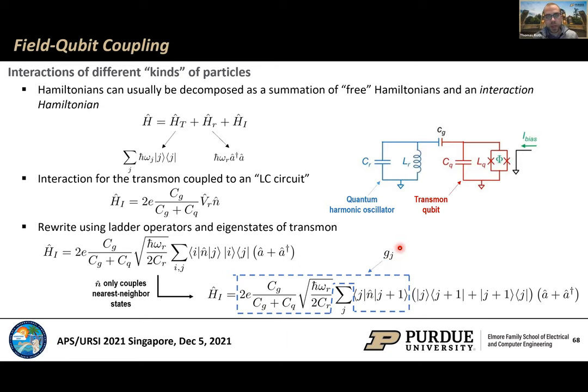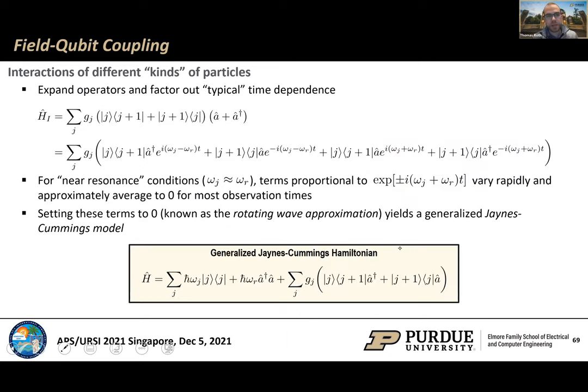So we can go ahead and write our full system Hamiltonian, or sorry, we're going to focus on the interaction term a little bit. We want to simplify this down just a little bit more. So we're going to expand out this product of all these operators, and then factor out what I'm calling the typical time dependence of these different operators. What I mean by typical is how these operators would behave if they weren't interacting with each other.